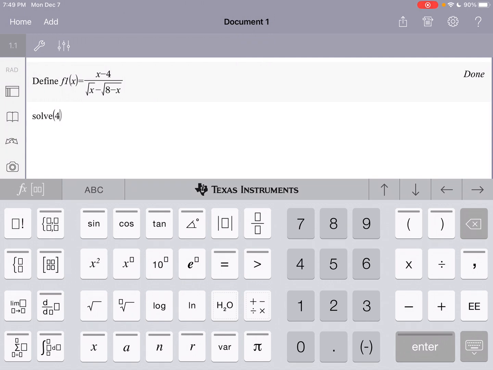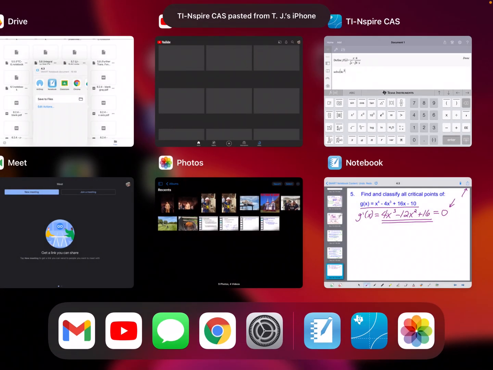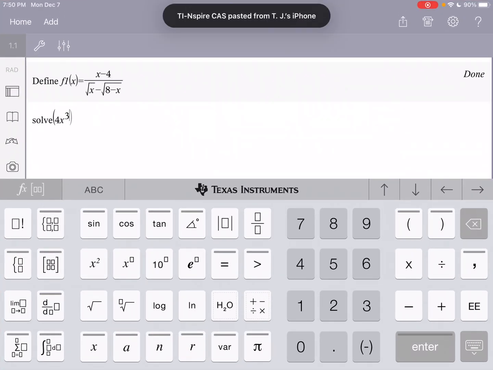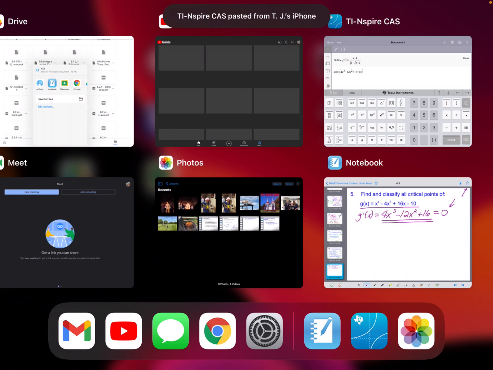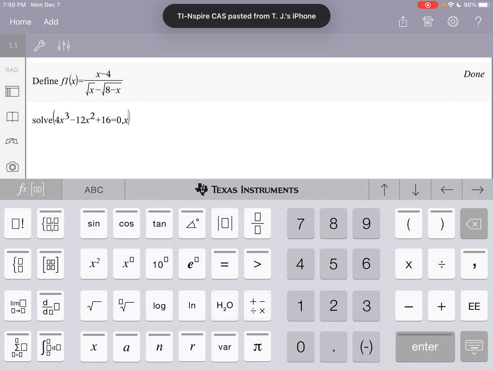which was, if I recall, 4x to the third power, minus 12x squared, and plus 16, equals 0, and we want to solve that for x. Let me double check, make sure I've got that right. 4x cubed minus 12x squared plus 16 is equal to 0, and solve it for x.